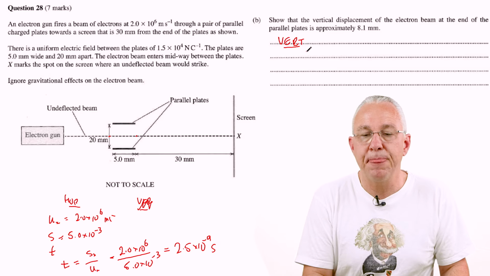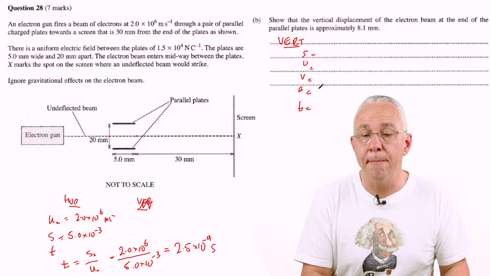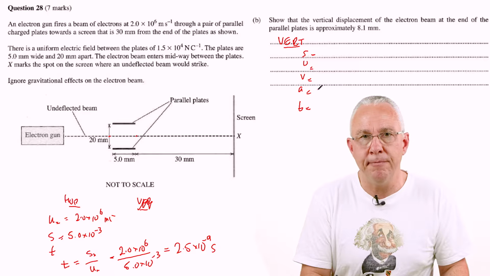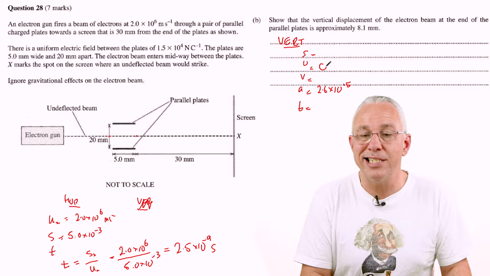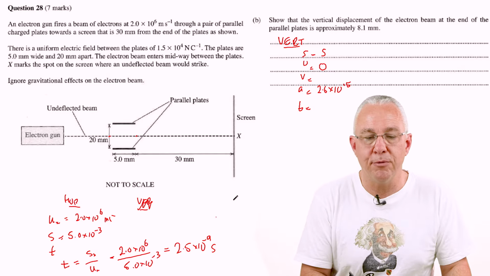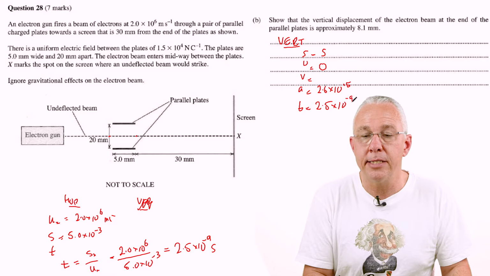Now the vertical. So let's do SUVAT. Of course, our acceleration is known. We had that a moment ago, and we can substitute it straight in. Our final velocity we don't know. Our initial velocity is 0. Our displacement, well, that's the one we're looking for. And our time is our 2.5 by 10 to the power of negative 9 seconds.